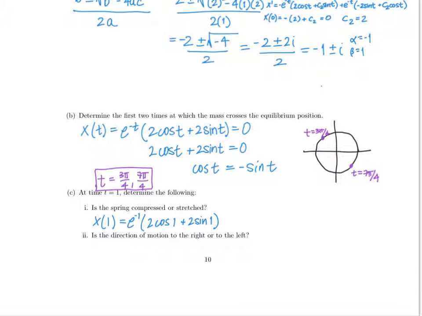e is a positive number, so 1 over e is going to be a positive number. Okay, that term is positive. Now, 2 times cosine 1 plus 2 times sine 1. Well, where is 1 around the unit circle?